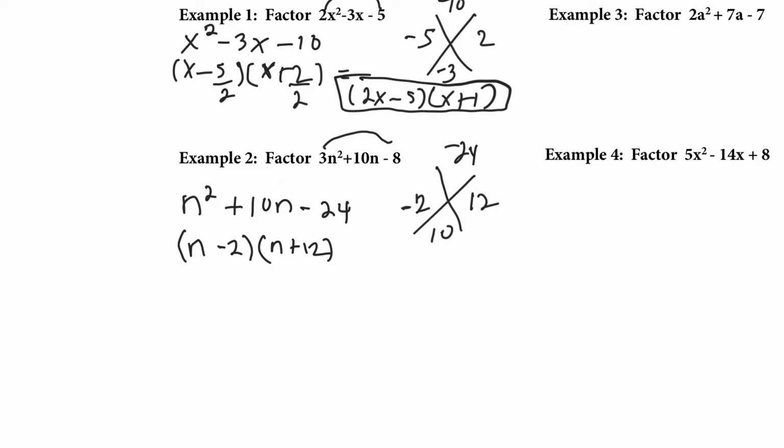And since you were dividing by 3, or you had a 3 as a leading coefficient, you're going to rewrite this as 3n minus 2. The 3 goes up to the top, becomes the coefficient for n, minus 2. Then you have n plus 12 divided by 3 is 4.